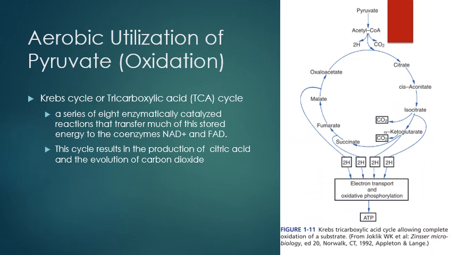would be aerobic utilization of pyruvate or the oxidation. Okay? This is done by the Krebs cycle. Okay? Krebs cycle or tricarboxylic acid cycle. So this is forming ATP. Like I told you, it actually forms almost 34 to 38 ATPs. So these cycles produce citric acid and the evolution of your carbon dioxide. So this is your Krebs cycle or tricarboxylic acid cycle.